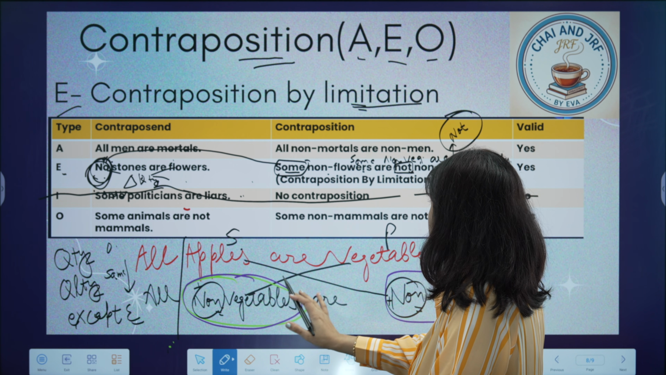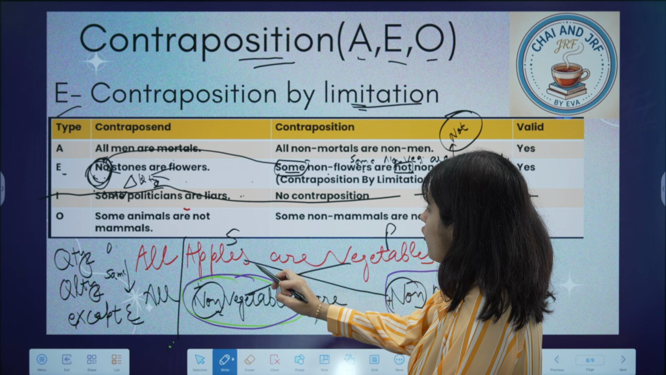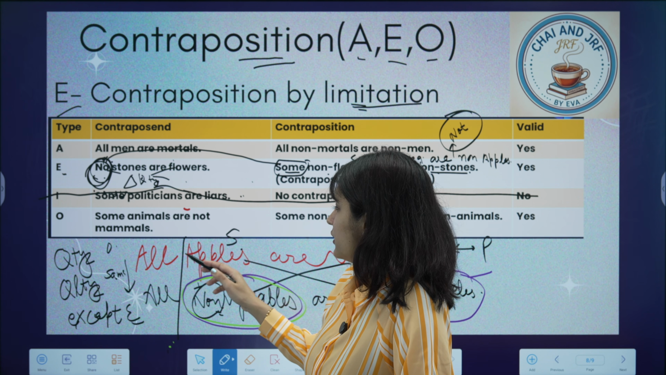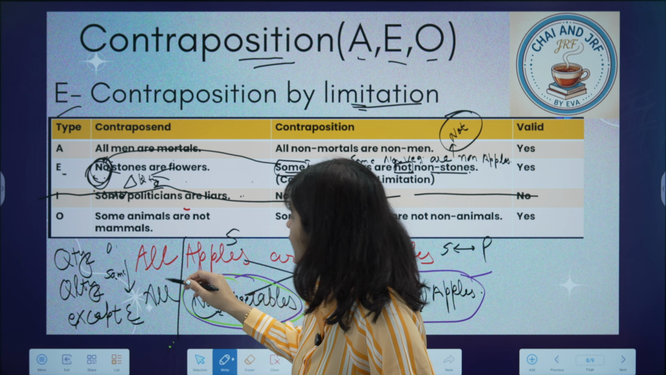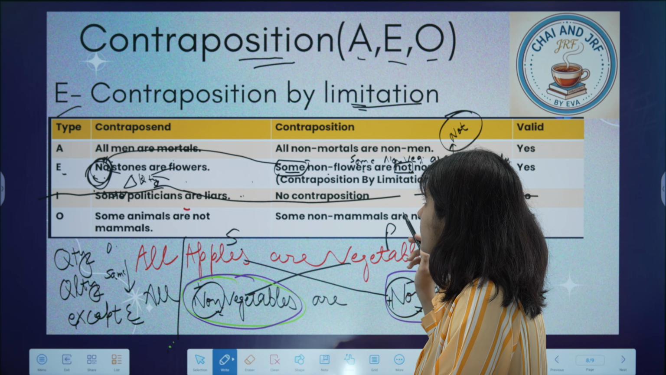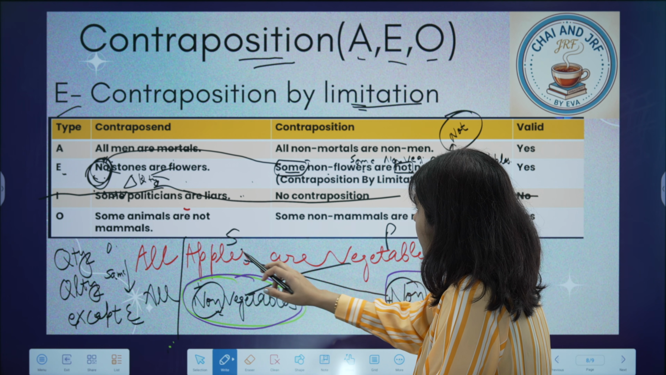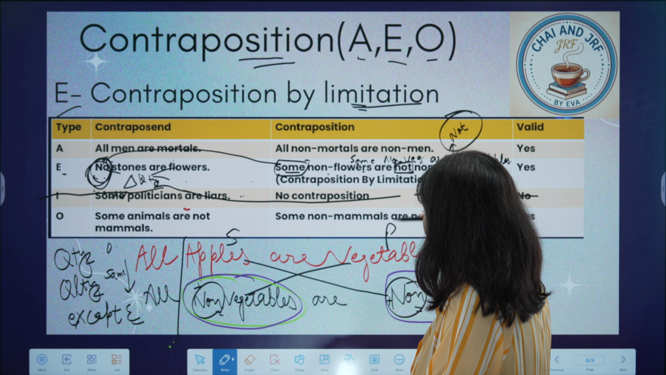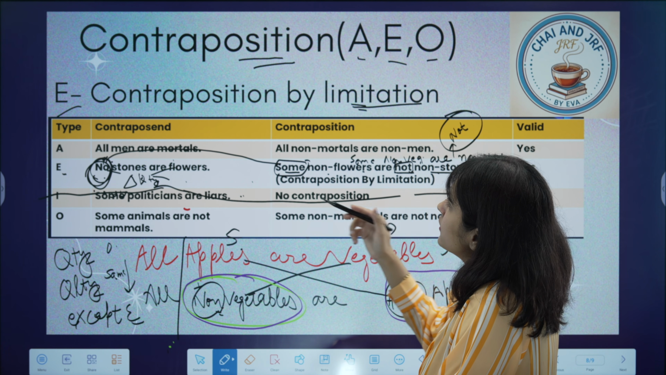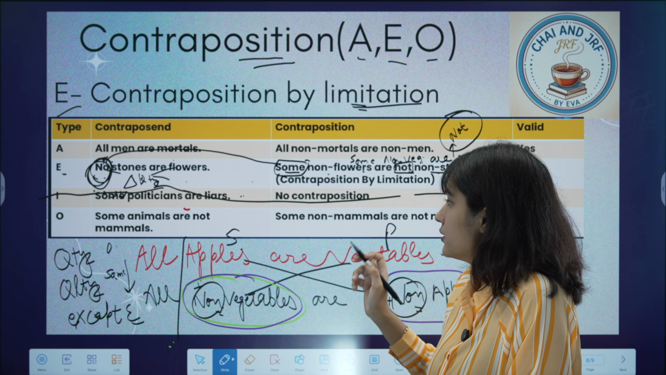Same goes for this example. What will be the contraposition by limitation for this statement? Let's say the statement is no apples are vegetables. So its contraposition logical equivalent will be: some non-vegetables are not non-apples. So this will be your contraposition logical equivalent for this statement.